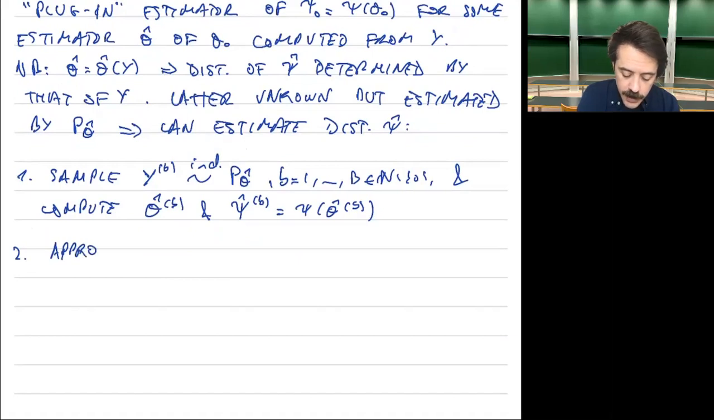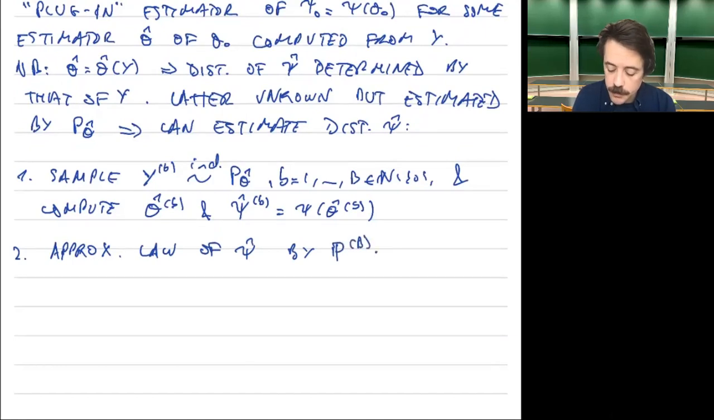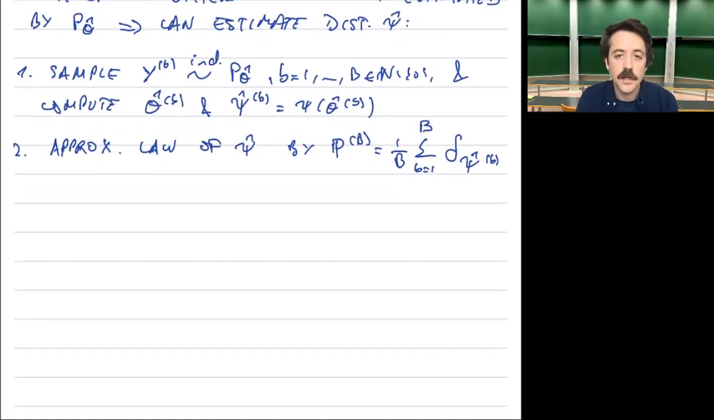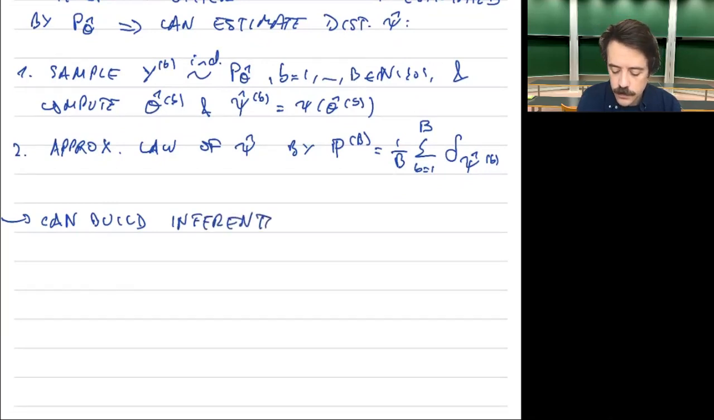can be approximated. So approximate the law of this guy by this empirical distribution. Okay, the following empirical distribution: one over capital B, the sum from b equal 1 to capital B of delta psi hat b. Okay, that should be clear that this is an approximation, well, a reasonable approximation. Anything is an approximation, but this is a reasonable one. And then the implications are that we can build inferential procedures now for this psi naught.